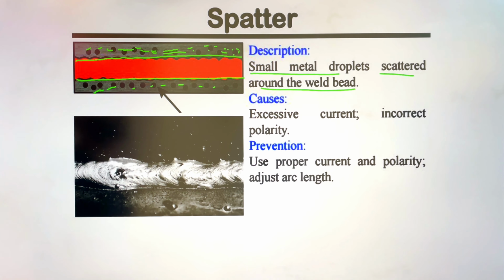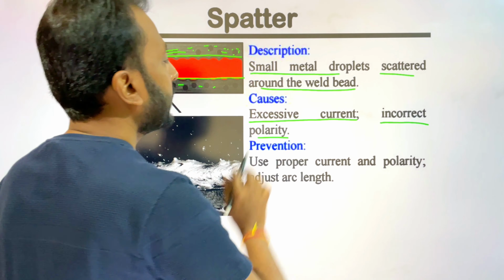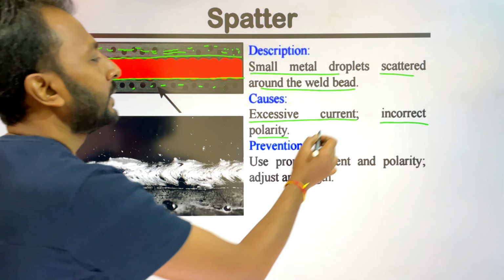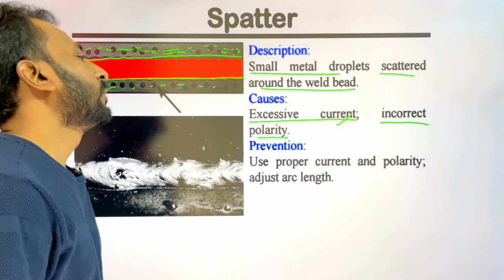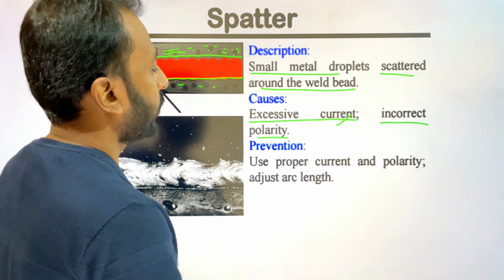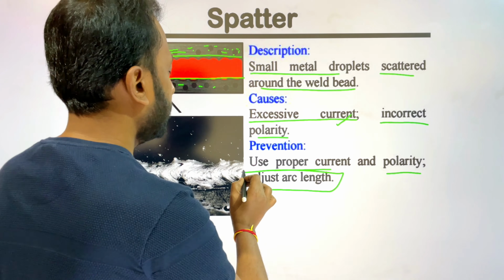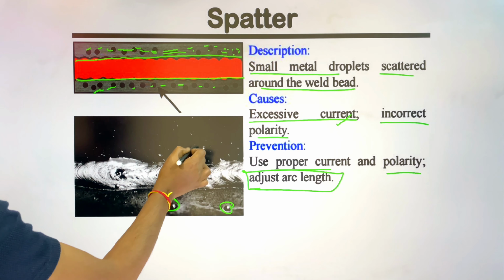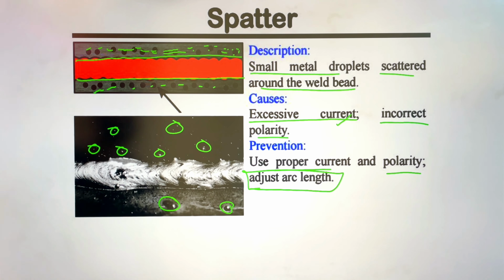This is the spatter. When we use excessive current and the polarity is incorrect, that's why it happens. So we have to use the proper current and the correct polarity, and also adjust the arc length. In this figure we can also see these are the spatter. It is very unpleasant to see this kind of welding.